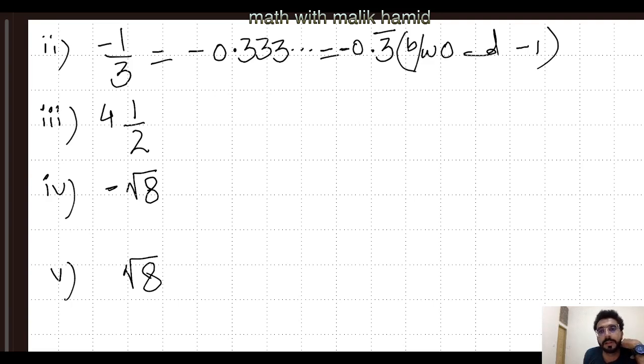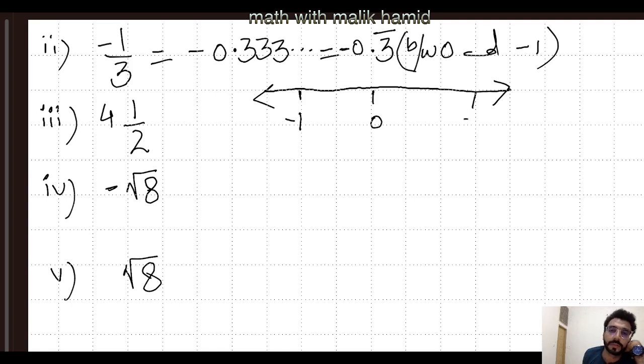Let's simply present a line here. If there is a 0 here and minus 1 is here, or plus 1 is here, or if it is minus 0.5, then it will be here, between 0 and minus 1, at minus 0.3.